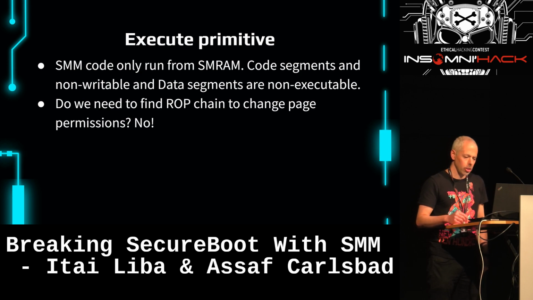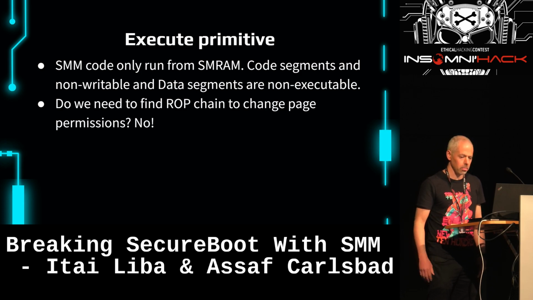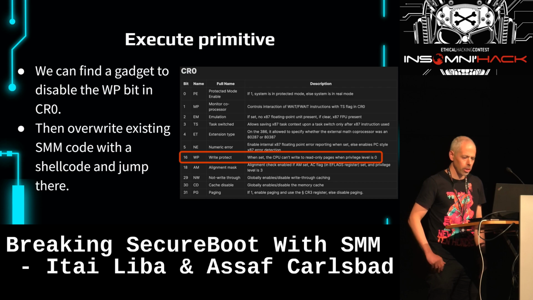To complete the exploitation, we wanted to be able to run arbitrary code in SMM. SMM code can only run in SMRAM, and in SMRAM, the code segments are non-writable and the data segments are non-executable. Do we need to look for a ROP chain to change the permissions? No. We can disable the write protection by clearing the write protection bit in the CR0 register. Overwrite some existing SMM code with our shellcode and jump there.